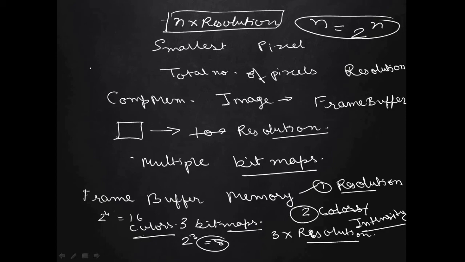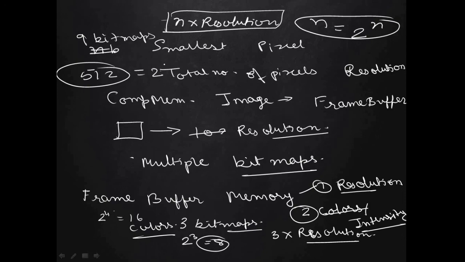Okay, so if there are 512 shades in your computer system, then there will be 9 bit maps, because 512 is actually 2 to the power 9. Alright, so I hope the concept of frame buffer, the required frame buffer memory, and how the image is stored is clear to you.